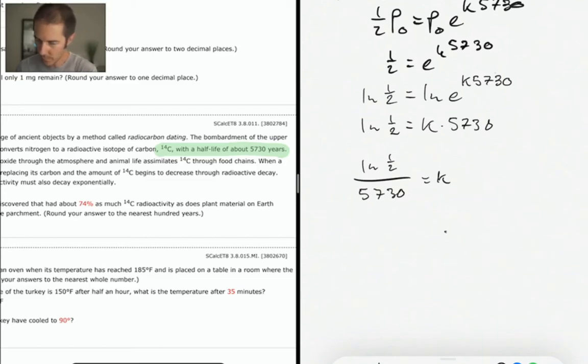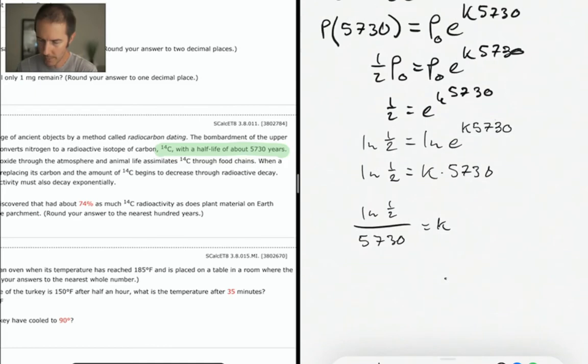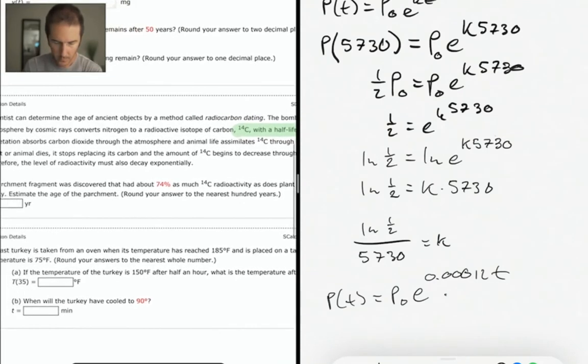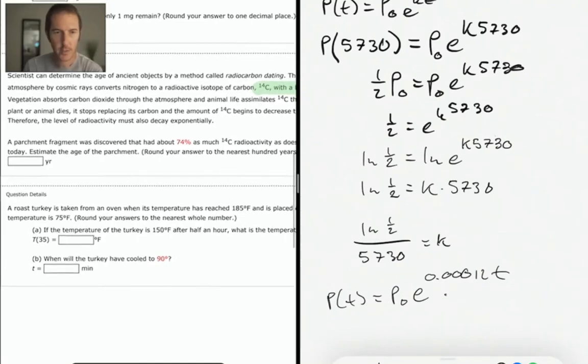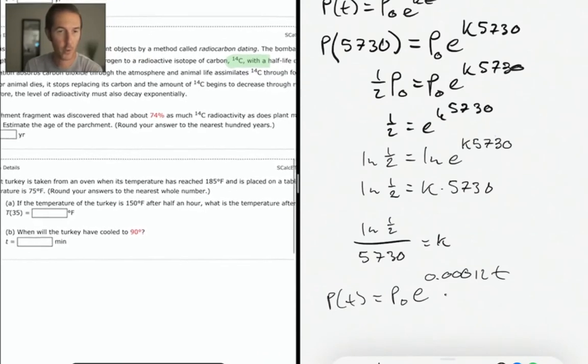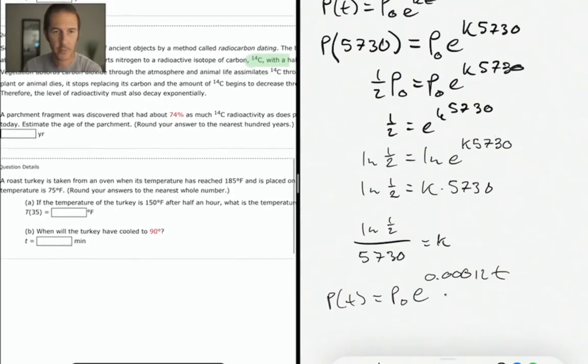Awesome. So now I'm going to rewrite my original equation. P of t is now equal to P sub 0 times e to the 0.00012, I'll stop there, times t. Let's see, what other information did they give us? A parchment fragment was discovered that had about 74% of the amount of carbon-14 as plants do currently.